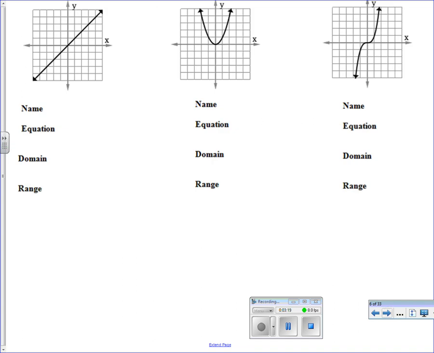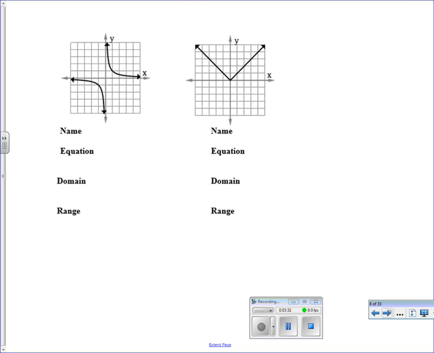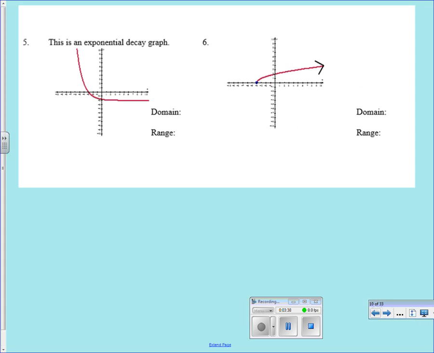We're going to name what the function is, write the equation, and then talk about what the domain and the range are. We're going to take a look at each parent function and do that. So we'll look at all the separate ones and see if we can figure out the domain and range. Okay?